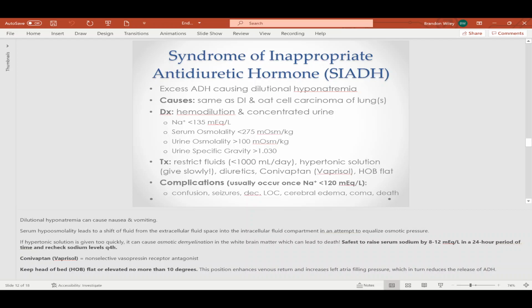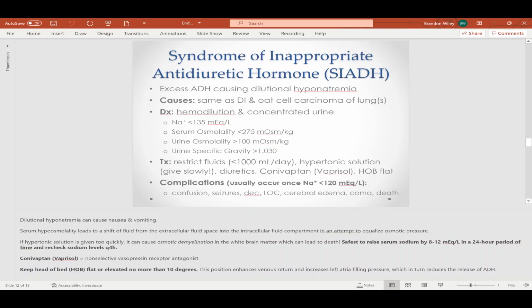Yeah, because you have excess fluid, so you're going to have low sodium. Your serum osmolality is 275, and then we go to our urine osmolality, which is greater than 100. Urine specific gravity is greater than 1.030. So we are peeing out our electrolytes and retaining our fluid because of our ADH. We have too much, so our renal tubules think that we need to retain all this fluid. So we're retaining fluid. These patients are going to present overloaded.